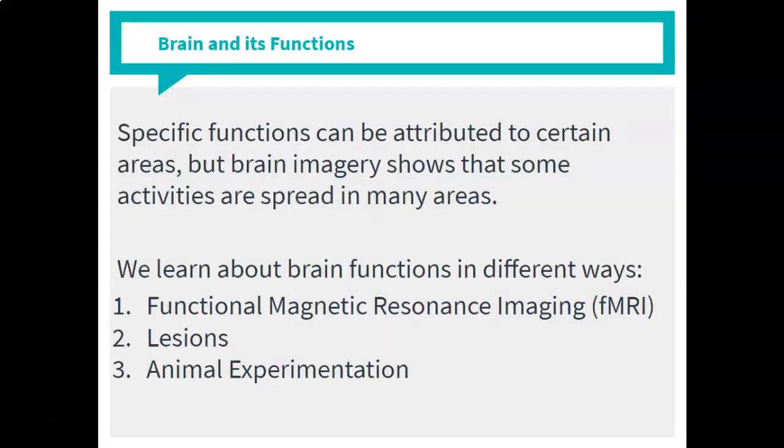So with the brain, we learn about its functions in 3 different distinct ways. You have the MRI, lesions, and animal experimentation. And I'm going to go into each of those a little bit more.